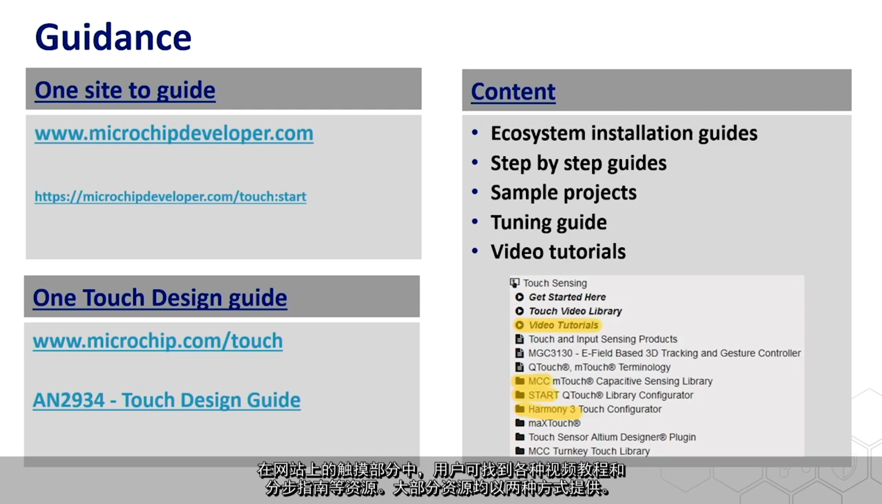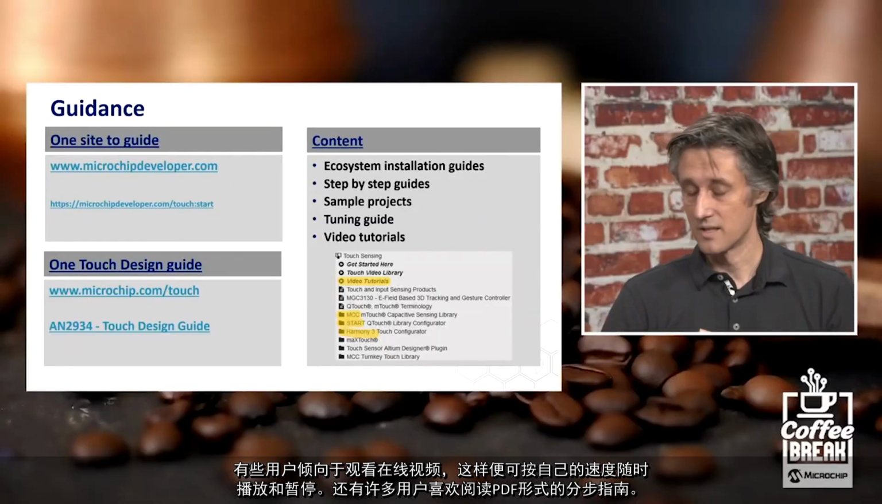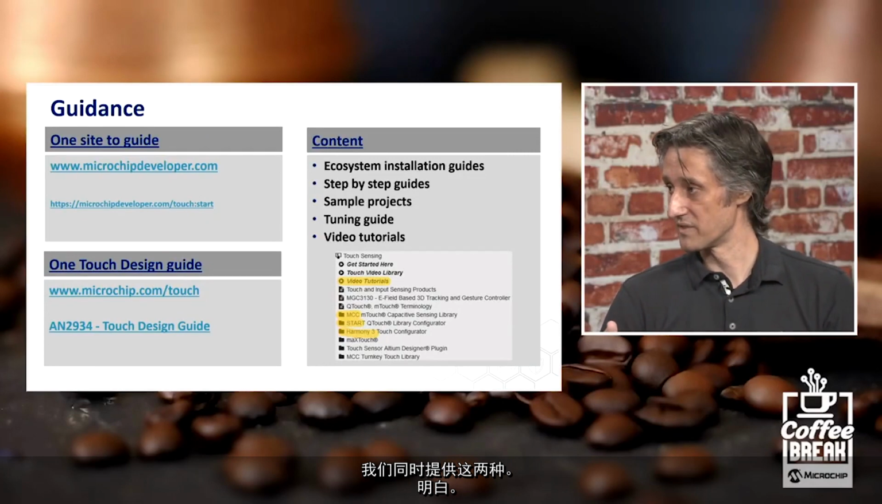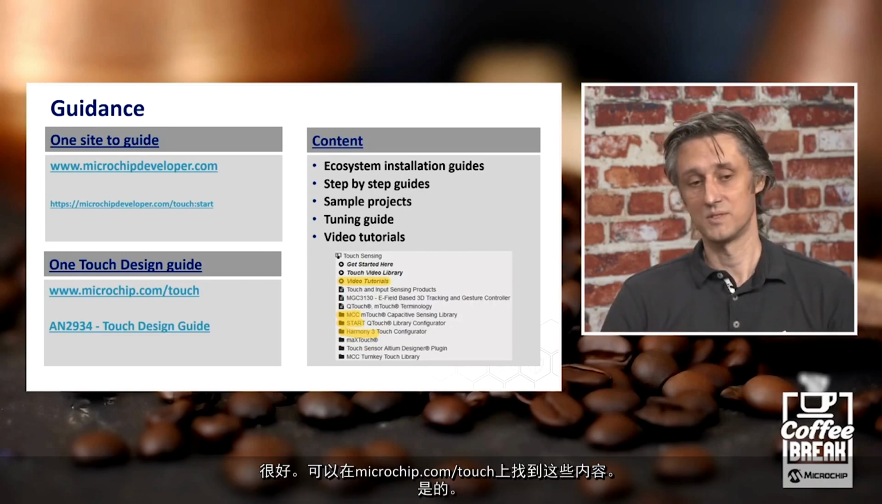There is a section for touch, and there you find video tutorials and step-by-step guides. Most of our documentation is like double. Some people prefer to have a YouTube video where they can stop, play and pause at their own speed. Others like to read through a PDF with a 1, 2, 3, 4, 5 step-by-step guide. We have both of that. Makes sense. And then on the microchip.com page, again very simple, /touch. There you come to our design center, and there is a lot of documentation. The main documentation is the touch design guide. Nice, and they can find that on microchip.com/touch.